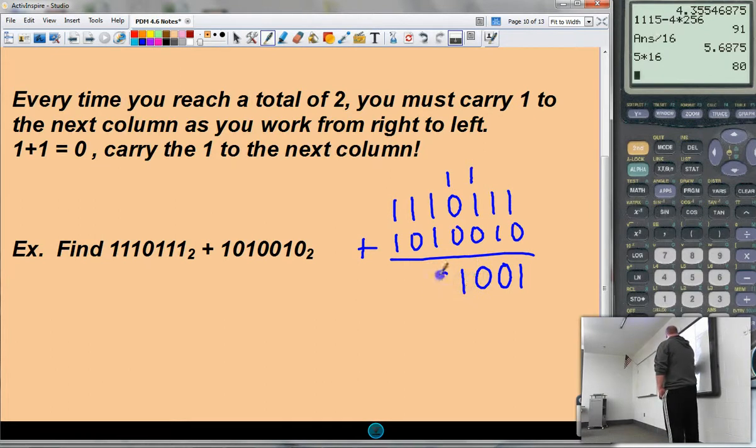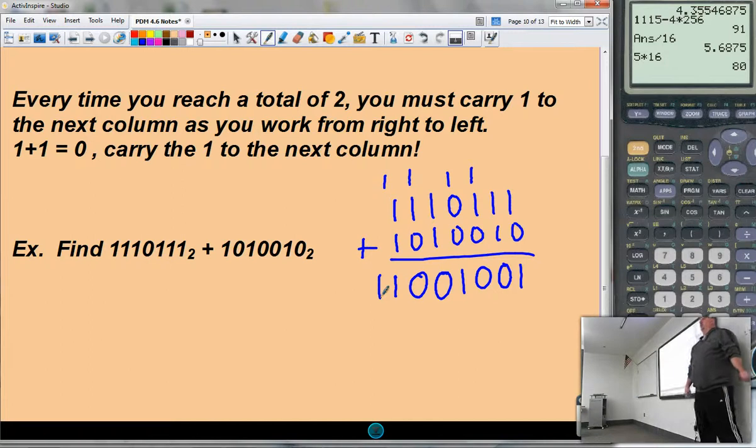1 plus 1, I put a 0 and carry 1. 1 plus 1 plus 0, I will write a 0 and carry the 1. And then this one, 1 plus 1 plus 1 would be 3. 2 of the 3 will carry, so I only put a 1 and then carry a 1. So I get 1, 1, 0, 0, 1, 0, 0, 1. Usually at this point, someone's head just spun. Okay?